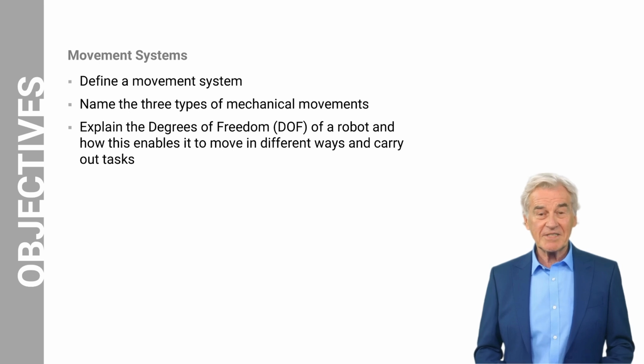By the end of this lesson, learners will be able to define the movement system of a robot and name the three types of mechanical movements. Learners will also be able to explain the degrees of freedom of a robot and how this enables it to move in different ways and carry out the necessary tasks.